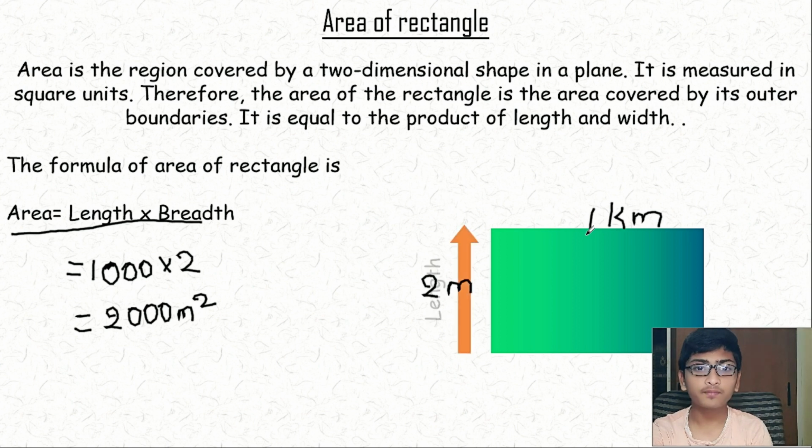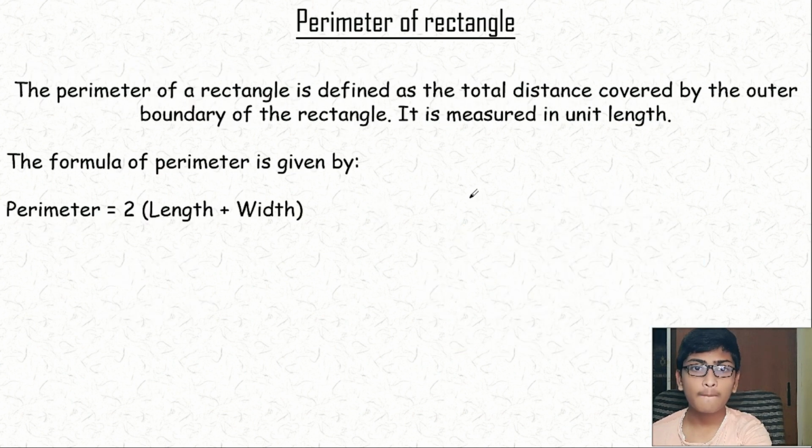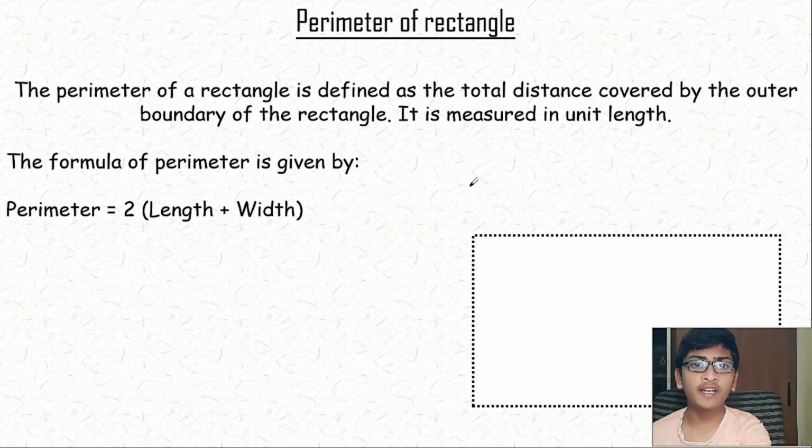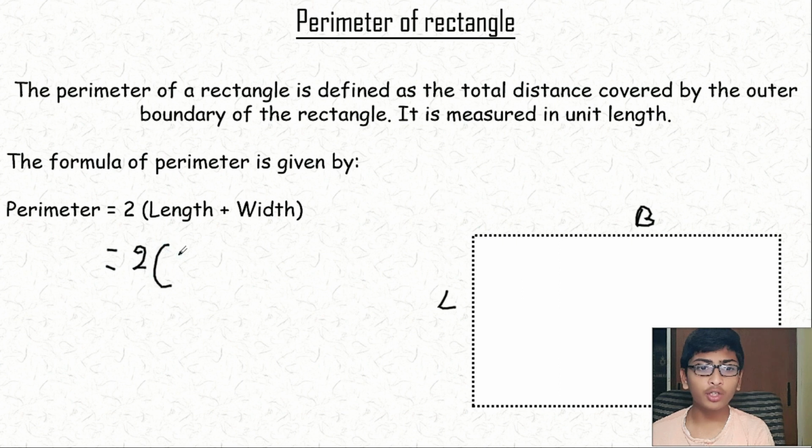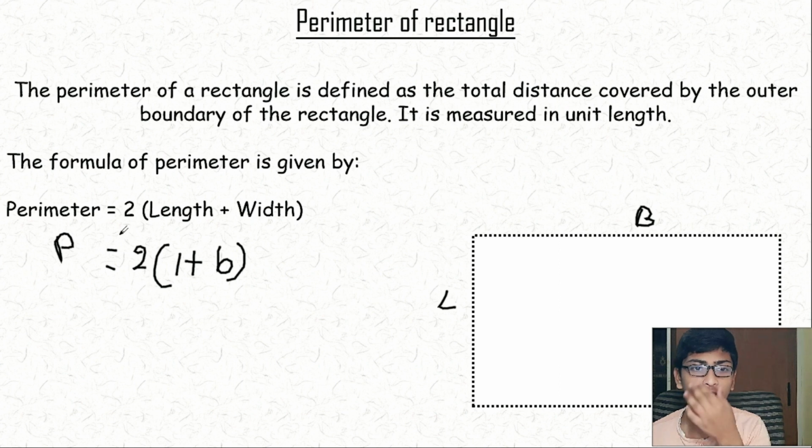Next, this is length and this is the breadth. Now, perimeter of a rectangle. Perimeter formula. Here you know this is length and this is breadth. If we add 2 times breadth and 2 times length, we get the perimeter. So it's simple. The formula is 2 into (L plus B) is equal to P. Perimeter is equal to 2 into (L plus B).